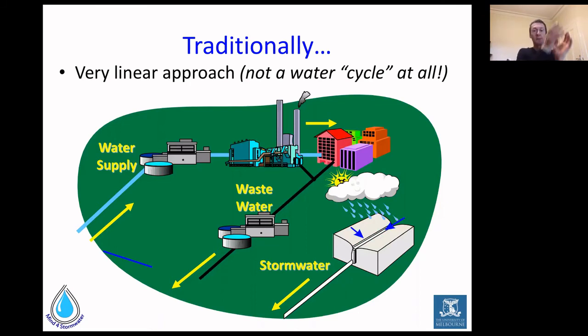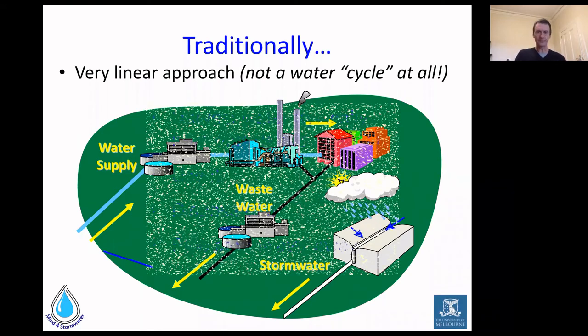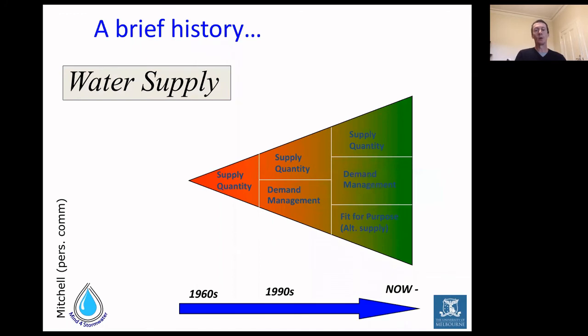And so it's a very linear pass-through system, and that pass-through is fairly unsustainable. One, we're polluting a lot of water, but two, it means that we're not making very efficient use of the resources we have. We're not recycling, etc. And water-sensitive urban design is essentially trying to overcome the disadvantages of that approach.